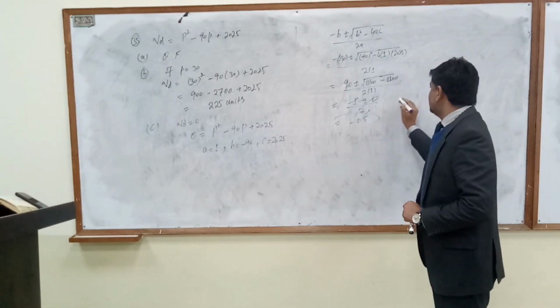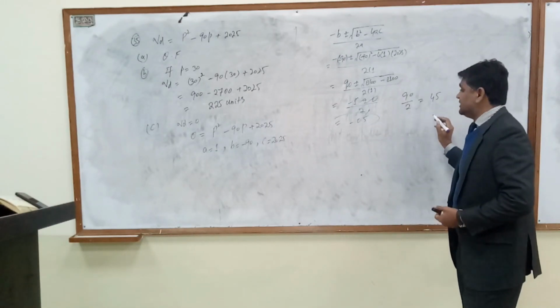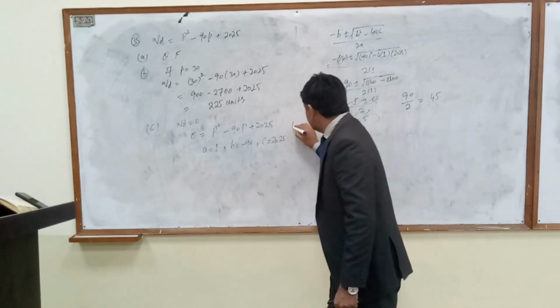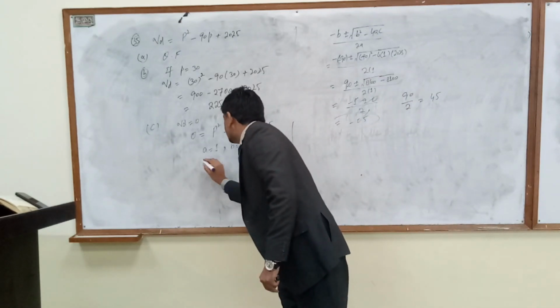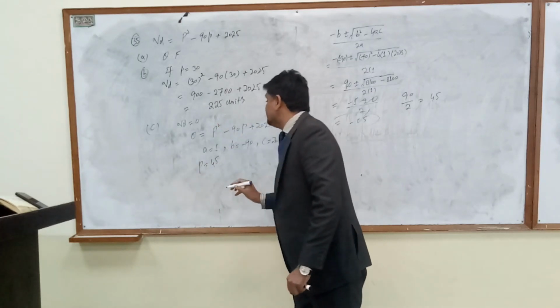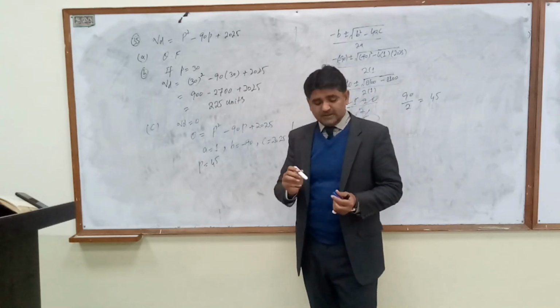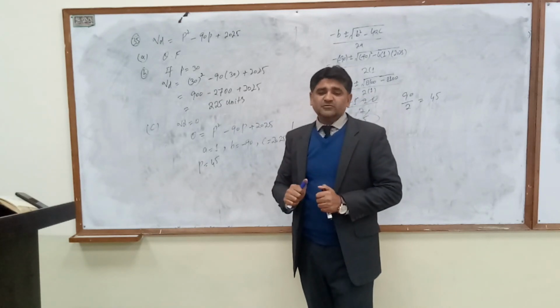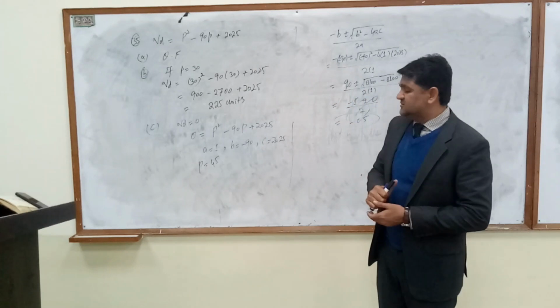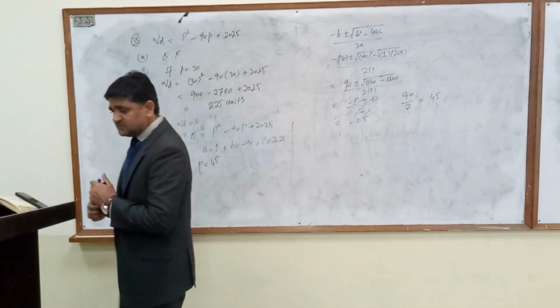Then 90 divided by 2. We simplify 90 by 2, which is equal to 45. So we can conclude here that if price is equal to 45, then the quantity demanded will be equal to 0. If price is 45, then quantity demanded will be equal to 0. That was about this question.